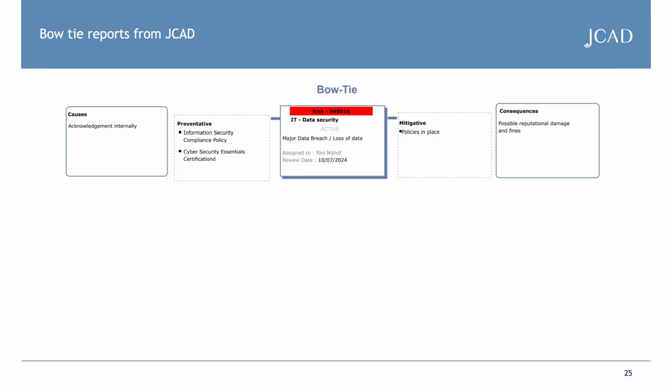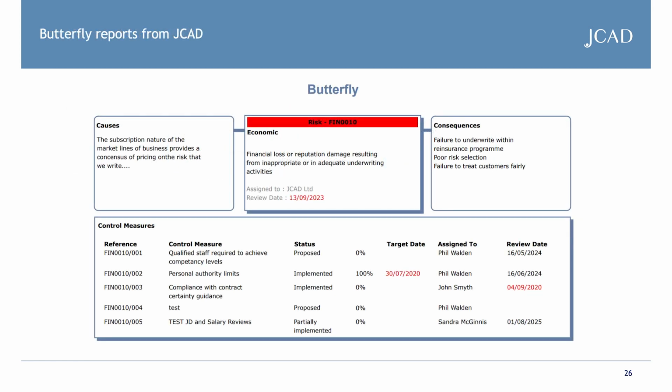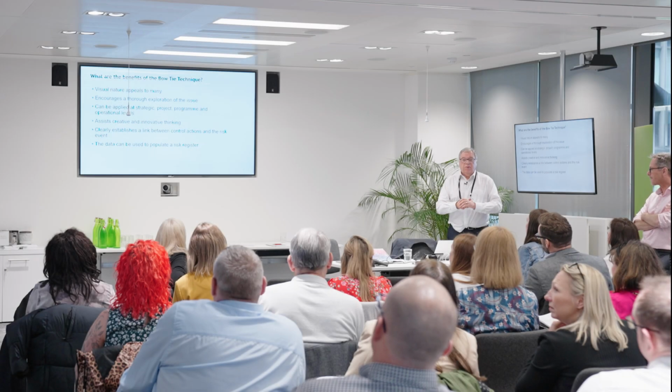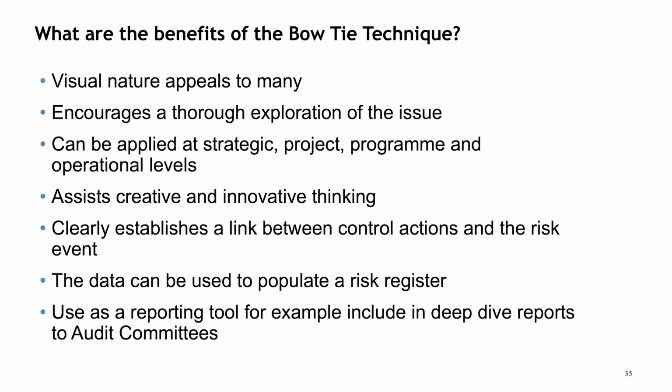Now, it wouldn't be a JCAD meeting without highlighting one or two aspects of the existing JCAD system, and I'm told that it can produce bow ties. This is probably quite a simplistic one, but it can be more complex, and similarly a butterfly. So it's a different type of report, but the essential point is that the system, if you have the system, can produce these types of reports in bow tie or butterfly formats.